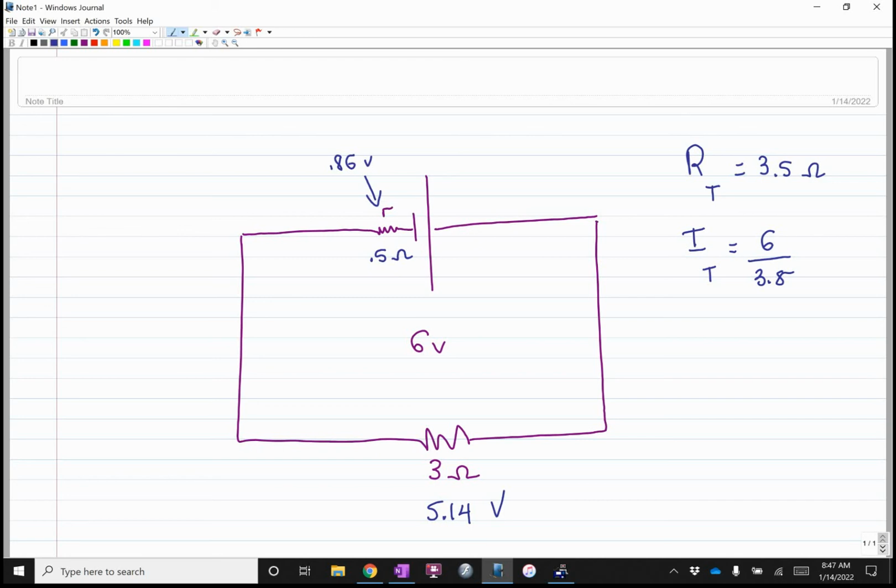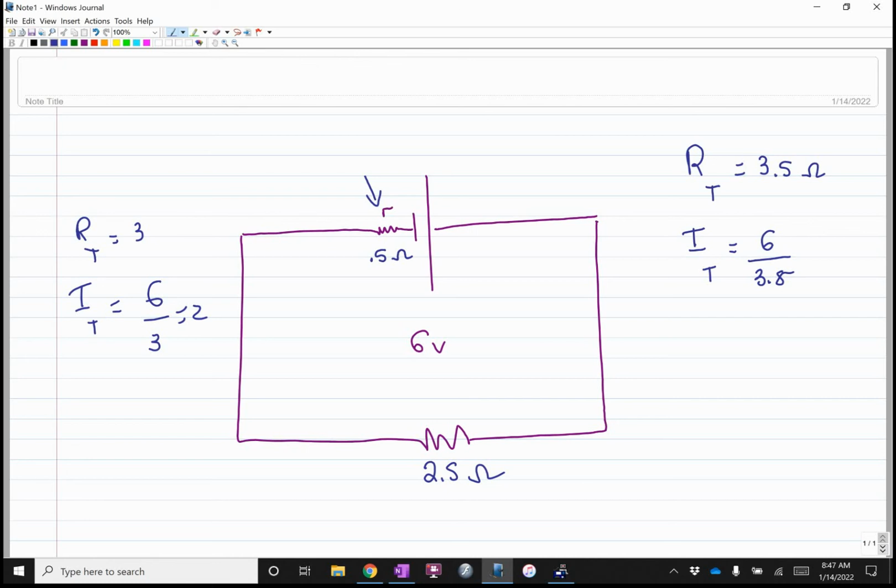But here's the weird part. If you change the resistor, everything changes. So remember the 5.14 and the 0.86? Now, instead of a 3 ohm resistor, I put this battery into something that has a 2.5 ohm resistor. Now, what's the total resistance? 2.5 plus 0.5 is 3. Now, what's the total current? 6 divided by 3 is 2.